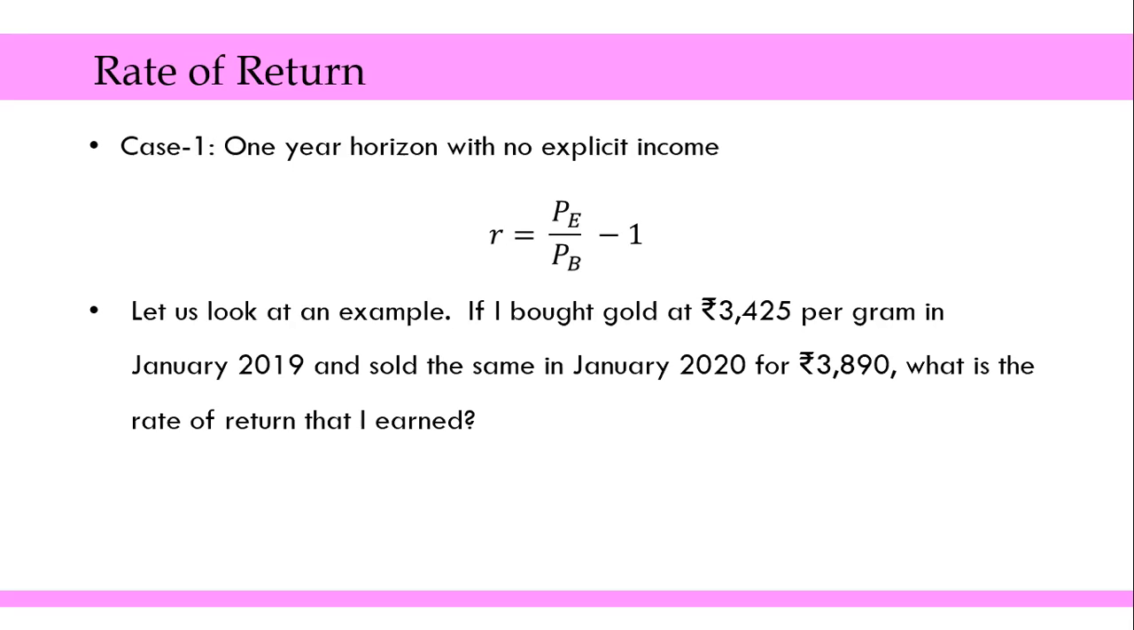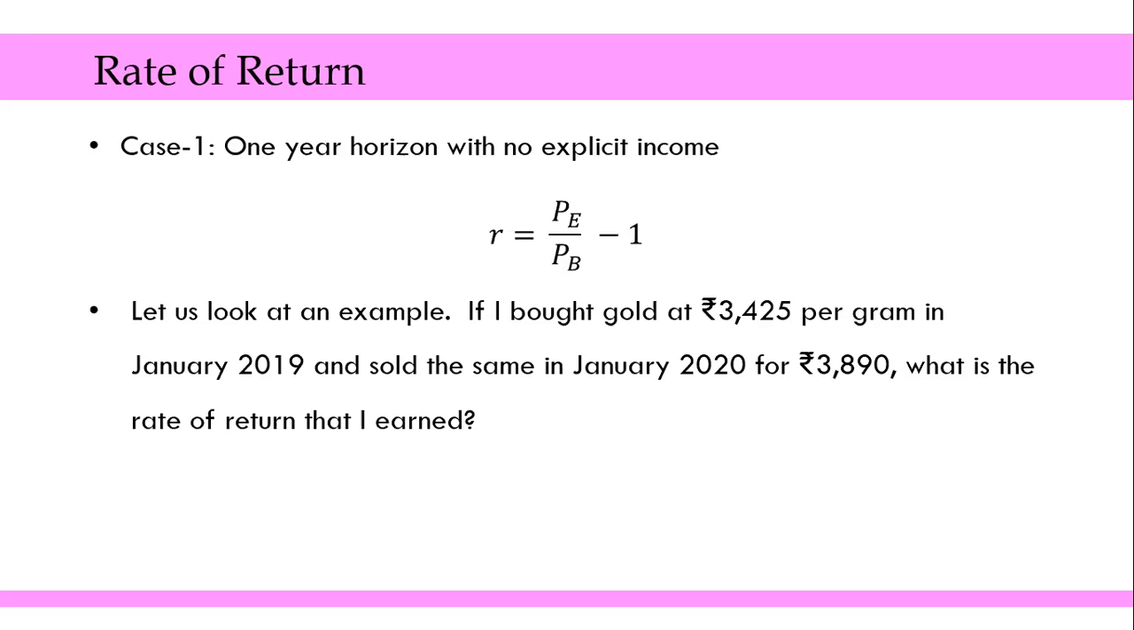Let us take an example. If I bought gold at 3,425 per gram in January 2019 and sold the same in January 2020 for 3,890, that means I bought gold in January 19, sold it in January 2020. My holding period was 1 year, and normally in gold there is no income in between. I want to know what is the rate of return that I have earned in this.